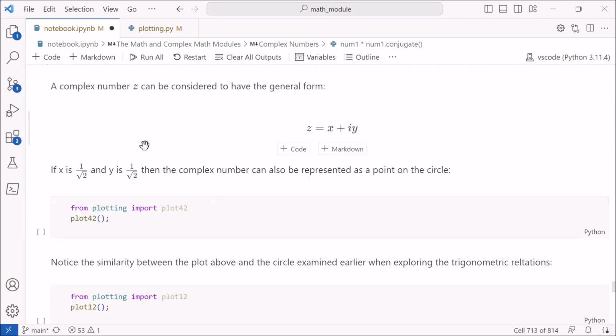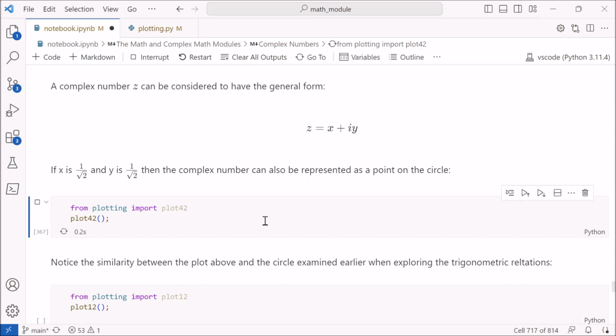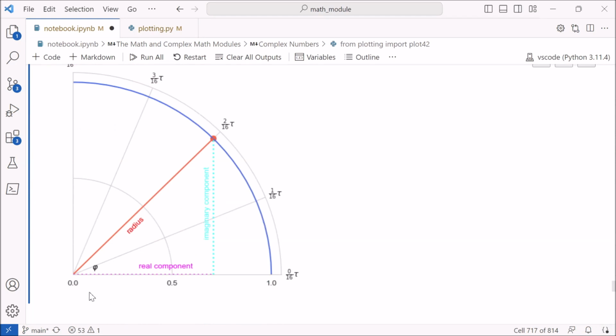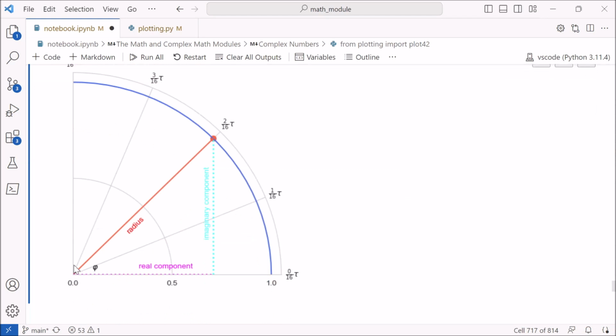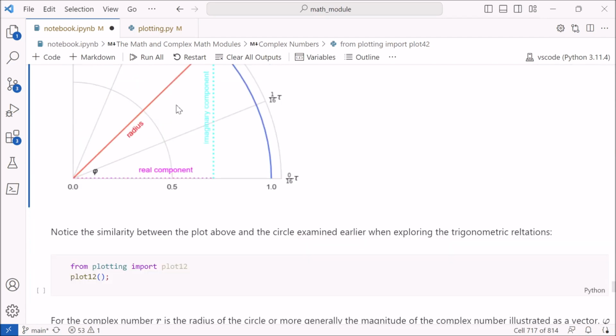So in general, a complex number is considered to have the general form z equals x plus iy. And if we take x to be 1 over the square root of 2 and y to be 1 over the square root of 2, then we can represent this number once again on a circle. So this looks very similar to what we had before when we looked at the sine, cos and tan functions. This angle is called phi instead. This is the real component and this is the imaginary component. And this is radius.